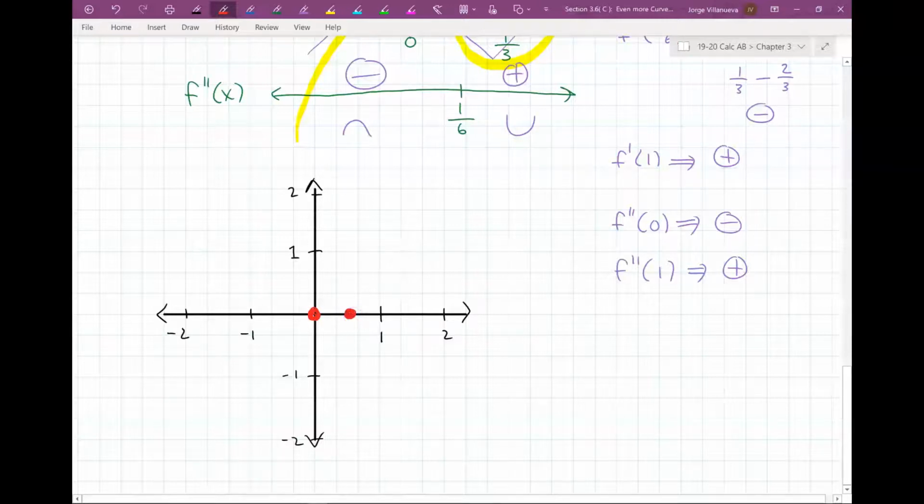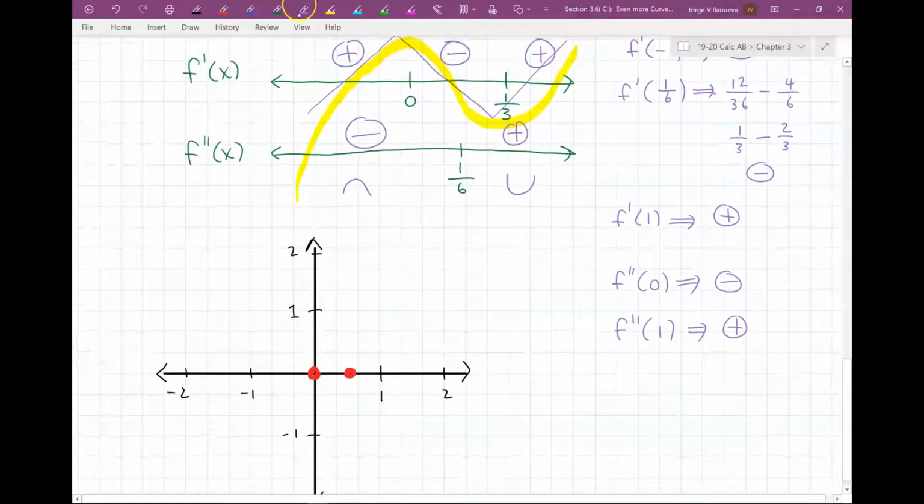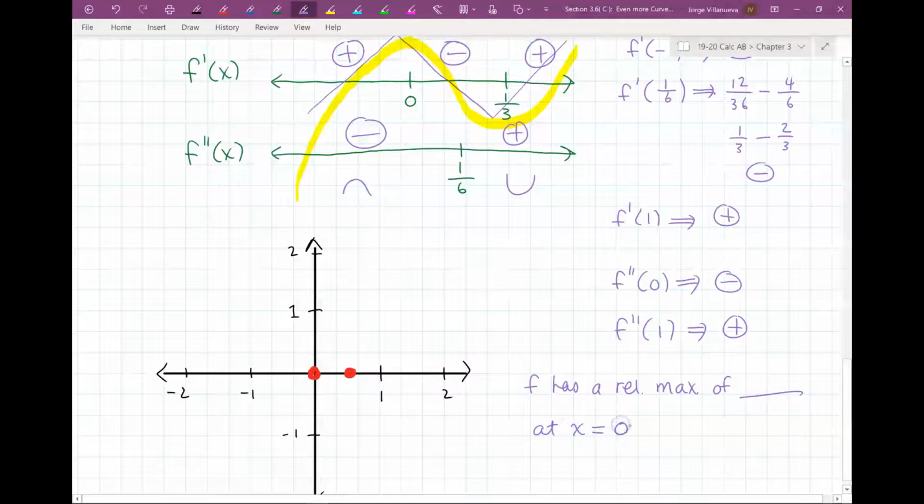Okay. I didn't have any other y-intercepts, right? No horizontal asymptotes, no vertical asymptotes. Did I have some relative maxes and mins? Yeah, so where are they? So we know that one of them happened at 0. So let me write this down. F has a relative, let's go maximum of something at x equal to 0.